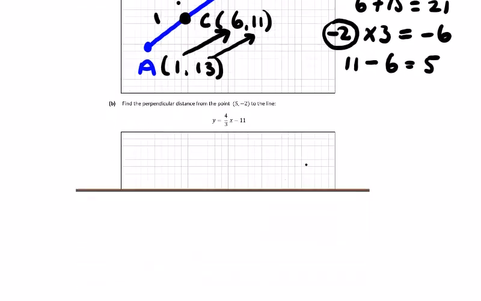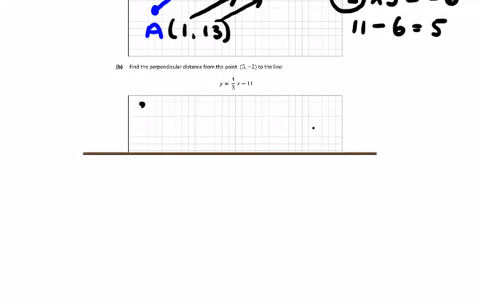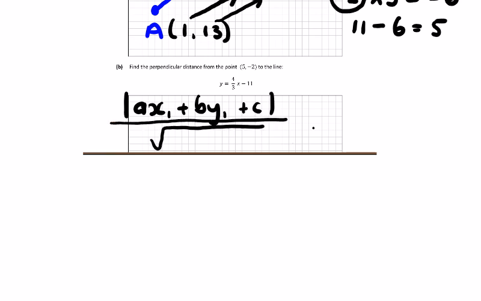The second part of this question is perpendicular distance from a point to a line. So the formula is the absolute value of Ax1 plus By1 plus C, all over the square root of A squared plus B squared. You're not expected to remember it off by heart, but it does help if you can.